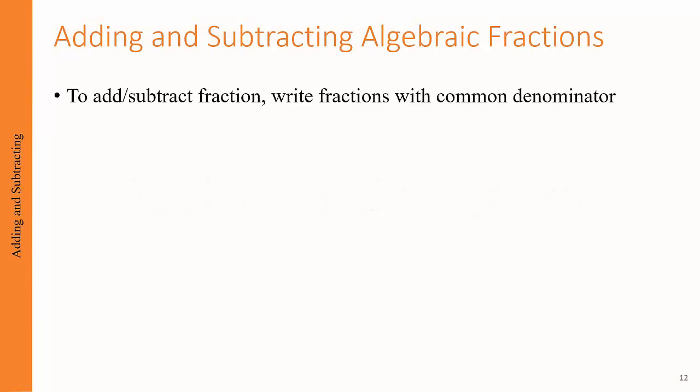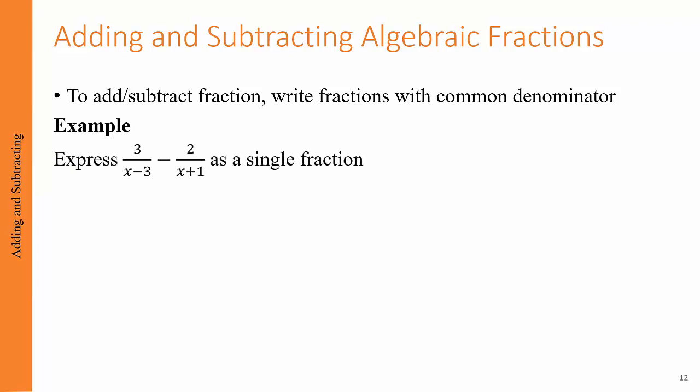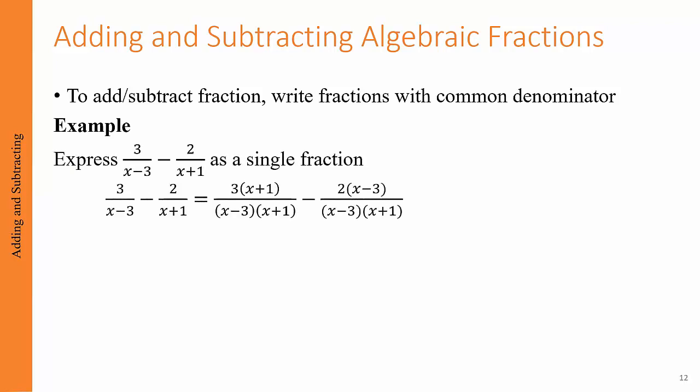To add and subtract fractions, we need to find a common denominator. In this example, we have two different denominators, and we need to combine them into one common denominator. We do that by multiplying those two denominators. So the first fraction, 3 over x minus 3, is multiplied by x plus 1 over x plus 1, which of course is equal to 1, so we're not changing the value of that fraction at all. And likewise the second fraction, 2 over x plus 1, has to be multiplied by x minus 3 over x minus 3.